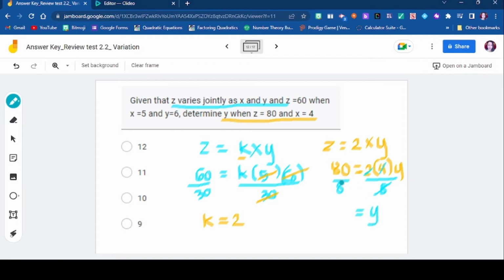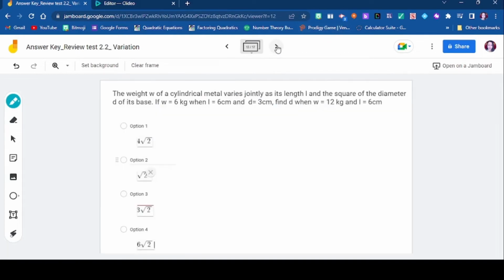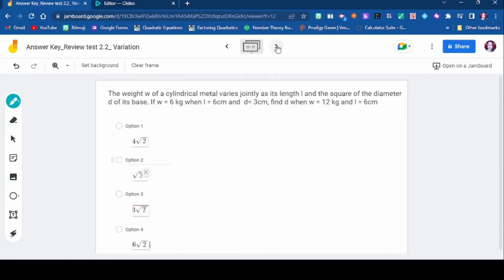And 80 divided by 8 is 10. So therefore, our y is equivalent to 10. Okay, this is the answer. Let's go to the next question.